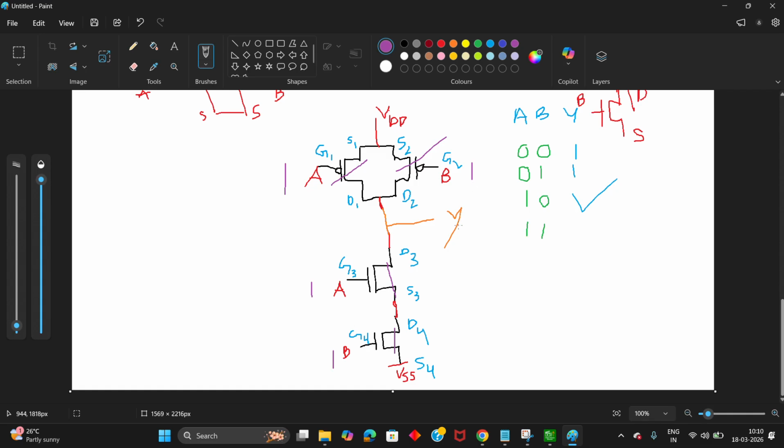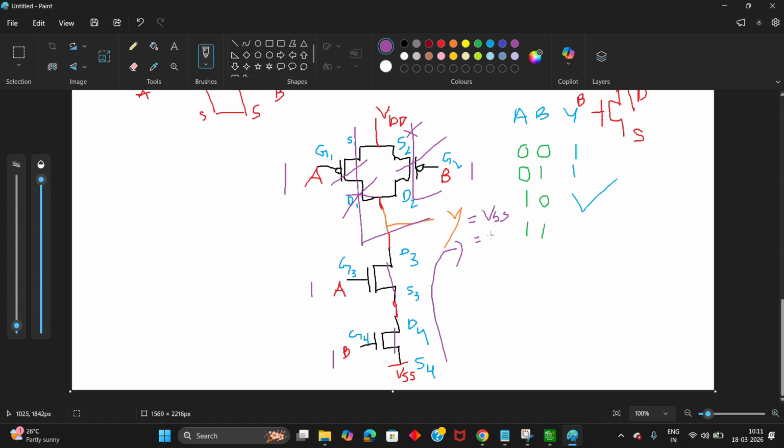If we see the path to output Y, there is no path from VDD to Y. There is a path from VSS to Y, right? There is no path like this, and there is also no path like this. It means there is no path from VDD to Y. There is a path from VSS to Y. Why? Because both the NMOS transistors are in series, and both the NMOS transistors are on. So in the output we are going to get VSS. VSS is the low voltage, so we can represent it with 0.